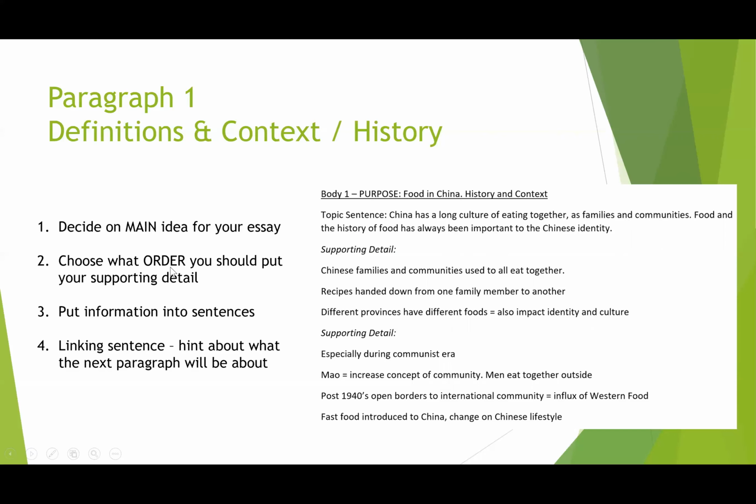Next thing, I'm going to choose the order to put my supporting details. I've already written my topic sentence, that's good. This tells the audience or the reader what it's going to be about. And then I've got to look at my supporting details and decide what I'm going to put first, second, third, and fourth. So I've started with the families and communities, and then recipes being handed down to one another, and the fact that different provinces have different foods, and that impacts our identity and culture.